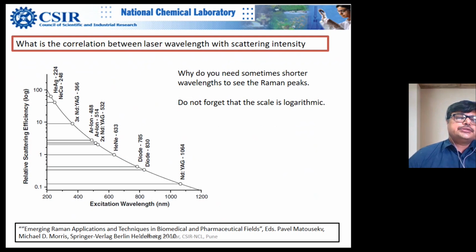So here it is shown that scattering efficiency obviously drops drastically when you increase the excitation wavelength. This is actually a logarithmic scale, so it is really a very sharp drop. While you move from, for example, argon to a 785 diode laser or Nd-YAG laser, you are compromising Raman intensity multiple times, but the Raman shift values are independent of the source. Only intensity changes.